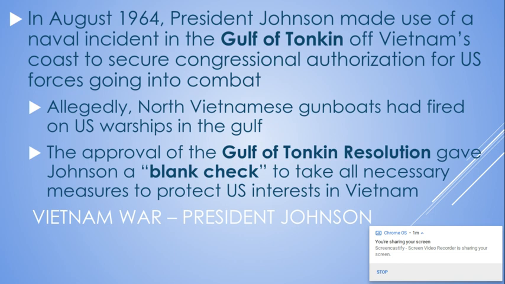In August of 1964, President Johnson made use of a naval incident in the Gulf of Tonkin off Vietnam's coast to secure congressional authorization for U.S. forces going into combat. This was a clear escalation of the war. Allegedly, North Vietnamese gunboats had fired on U.S. warships in the Gulf, but this could actually never be proven. The approval of the Gulf of Tonkin Resolution gave Johnson, in essence, a blank check to take all necessary measures to protect U.S. interests in Vietnam.